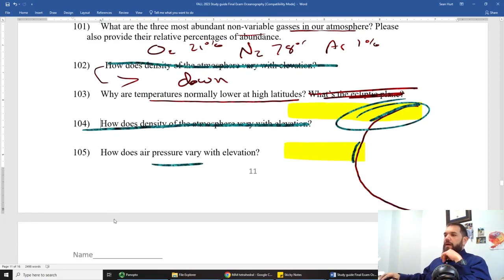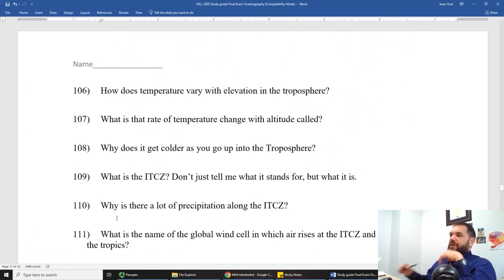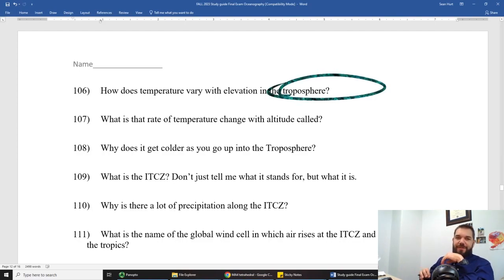Okay. Now, how does temperature vary with elevation? Same thing. It goes down as elevation goes up. That trend actually reverses once you leave the troposphere and go into the stratosphere, but you don't have to worry about that. That's why I put specifically the troposphere here, because it's not a simple relationship. But for all intents and purposes in this class, temperature goes down as you go up in elevation. What's that rate of temperature change called? It's called a lapse rate.